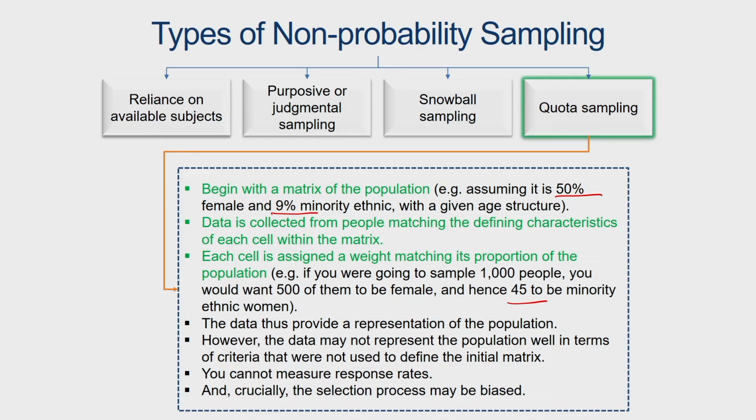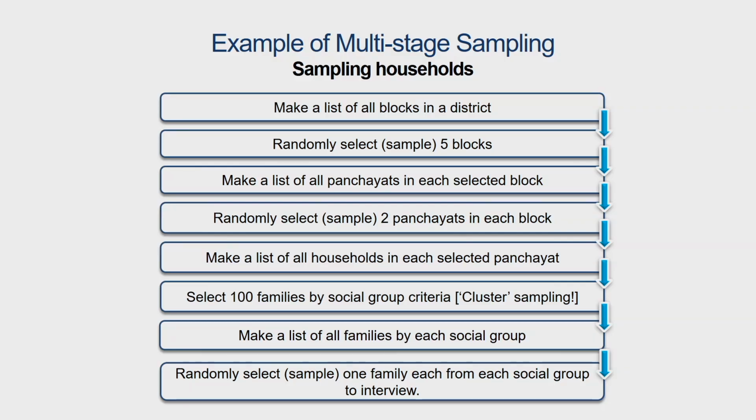Also, you cannot measure response rates, and crucially the selection process may be extremely biased as far as the sample drawing is concerned. These are some examples of the multi-stage sampling method. So, this is with regard to the multi-stage sampling that I was talking about in probability samples.